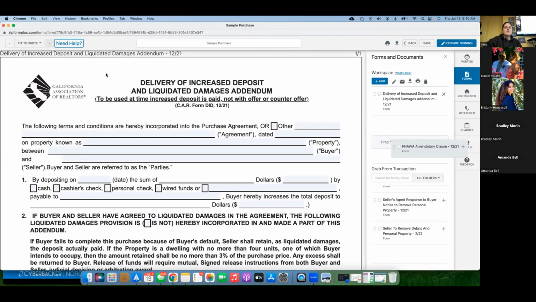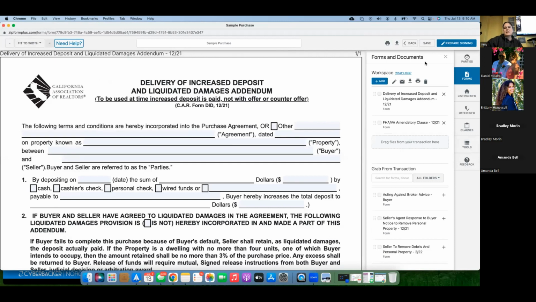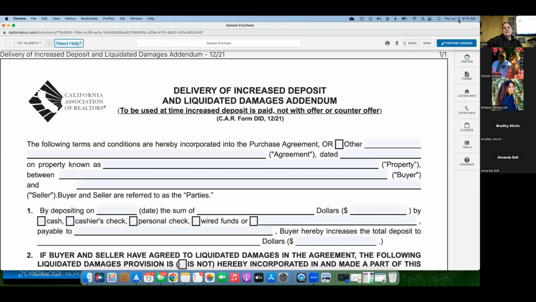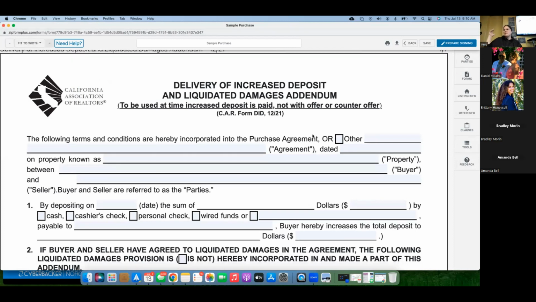All right, so delivery of increased deposits and liquidated damages addendum. As previously mentioned, because Adriana asked, we would use this on the residential purchase agreement. You have the option to have a deposit, and then you can do an increased deposit. There's lots of reasons you would do an increased deposit. It's usually to help strengthen your offer.